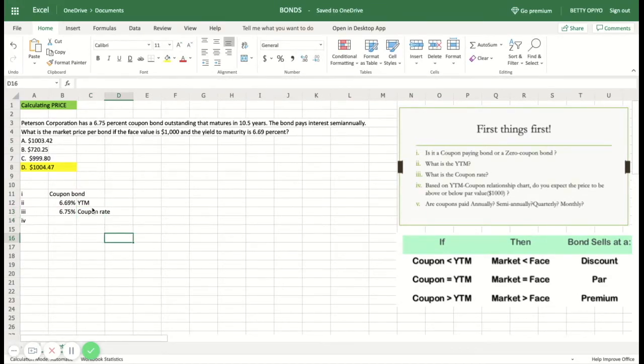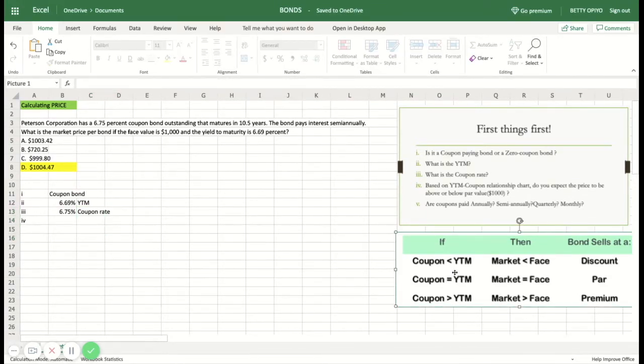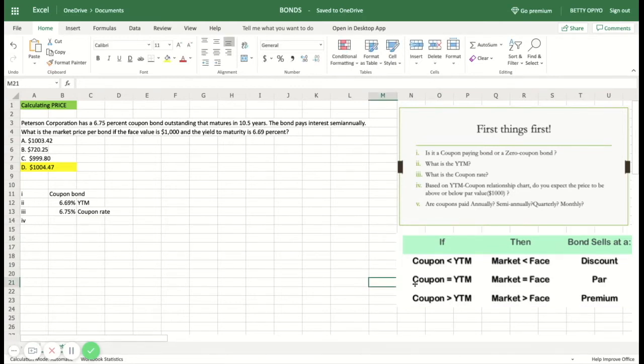Okay. So looking at this chart here on the right side of the Excel spreadsheet, let's identify whether the YTM is greater or lower than the coupon rate. Since the YTM is 6.69 and the coupon rate is 6.75, we see that the coupon rate is higher than the YTM, which will be our third option in the chart, where it says that if the coupon rate is greater than the YTM, which is the case we have here, then we expect that the market price of this bond to be greater than its face value, right?